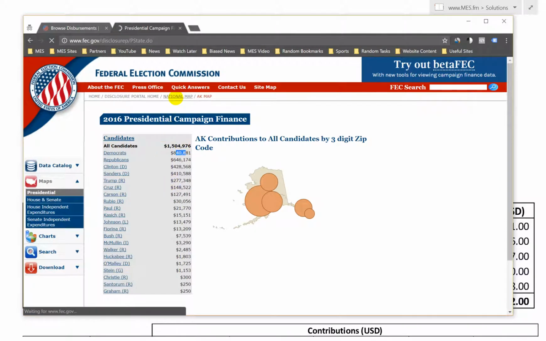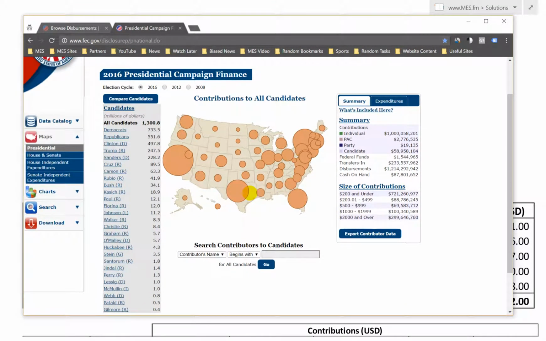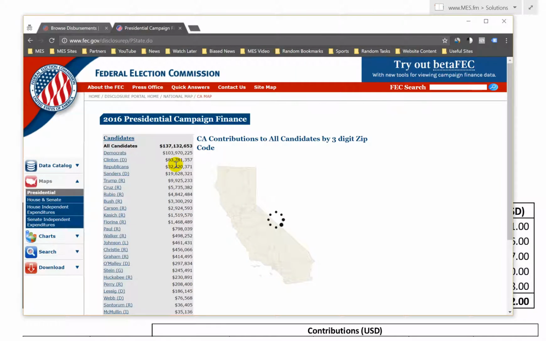So there are more people paying money to the Clinton or Democrat campaign than to Republicans. Now if you look at the big, high-population states like California, this is where things get very interesting. Clinton has $83 million raised from California, Trump $9 million.